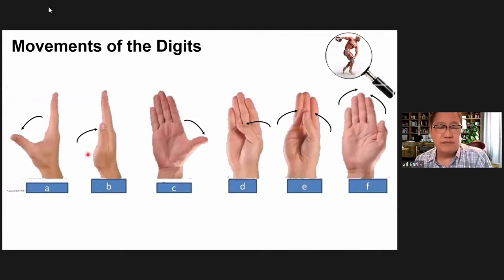Okay. Can you now identify this? Letter A, what is the movement? Abduction. Yes, that's thumb abduction. Now you have to specify thumb abduction. Letter B? Thumb adduction. That's correct. C? Thumb extension. D? Thumb flexion. E?